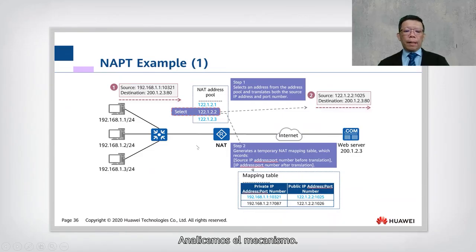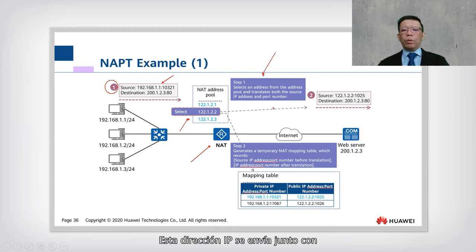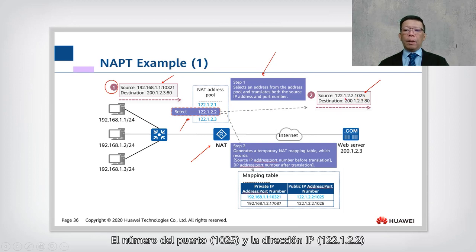So let's look into the mechanism on how we can achieve this. On the first step, we have our source IP with the port number being sent to the NAT server. The NAT selects one of the public IPs. In this case, it selected 122.1.2.2. So this is step number 1. This IP address is sent together with the source port number 1025, with the IP address of 122.1.2.2, to the destination.